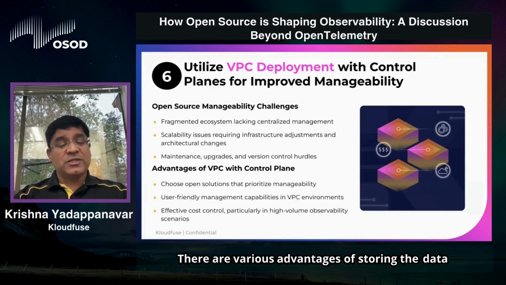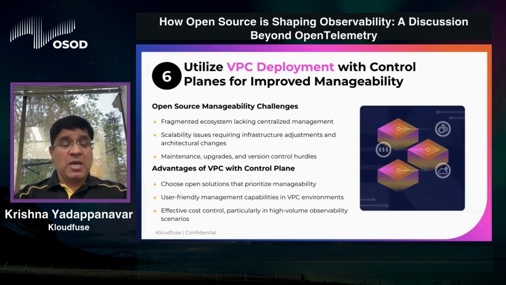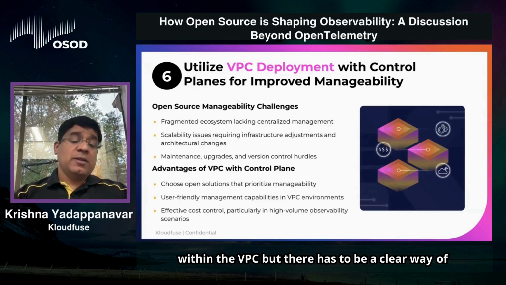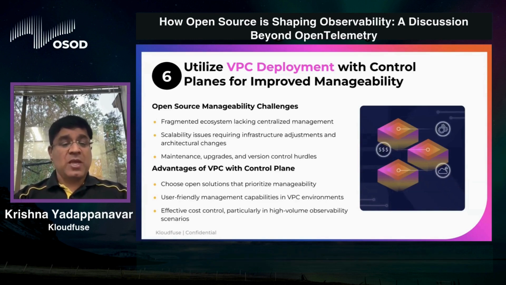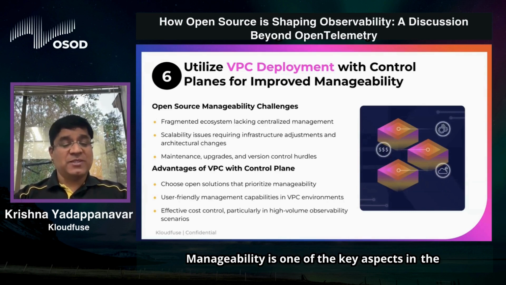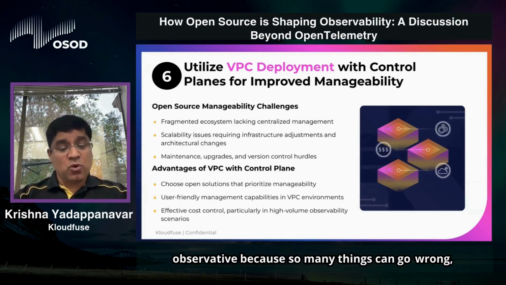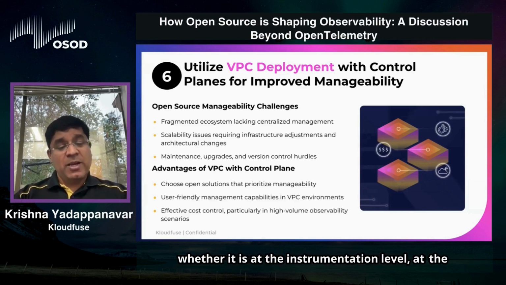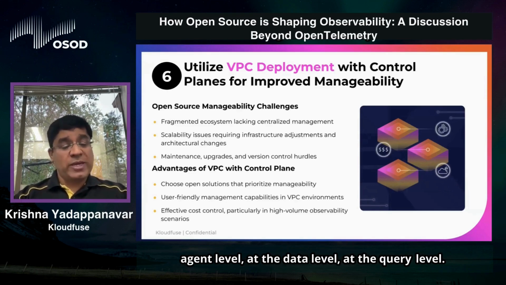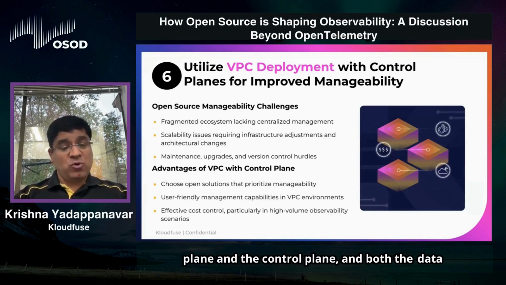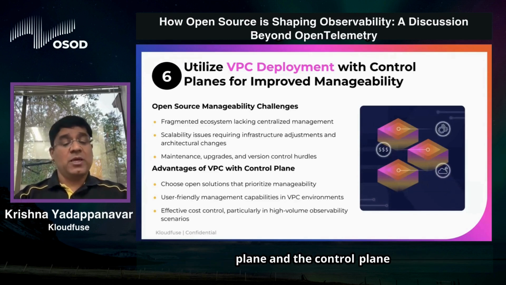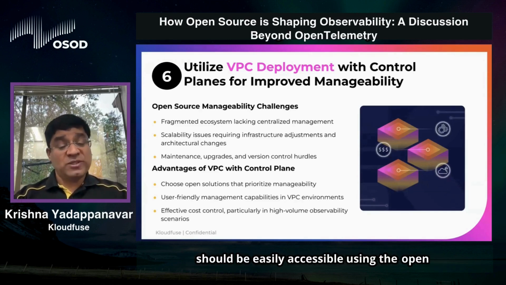There are various advantages of storing the data within the VPC, but there has to be a clear separation of how I manage that data using the control plane. Manageability is one of the key aspects in observability because so many things can go wrong, whether at the instrumentation level, the agent level, the data level, or the query level. You have to have a clear separation of the data plane and the control plane, and both should be easily accessible using open standards.